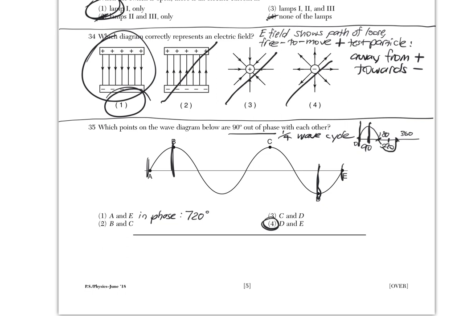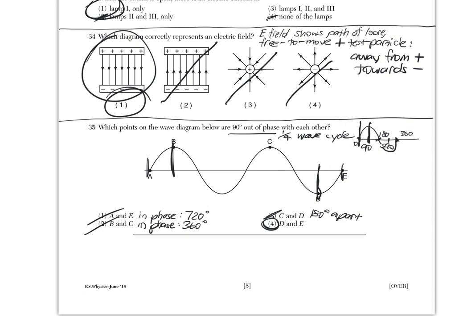B and C are also in phase, and they are a full wave apart. They are 360 degrees apart from each other. C and D are completely out of phase. They're 180 degrees apart, but it's 90 degrees out of phase, a quarter wave. So choices 1 and 2, A and E are in phase. They're not out of phase, so not 1. B and C are also in phase. C and D are out of phase, but it's by half a wave, not 90 degrees. So yeah, D and E are 90 degrees apart, 1/4 of a wave. And that's choice 4.